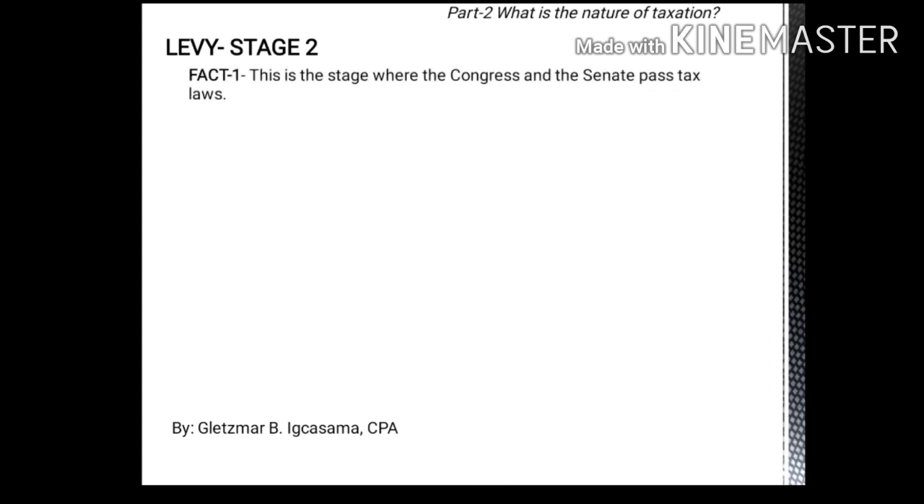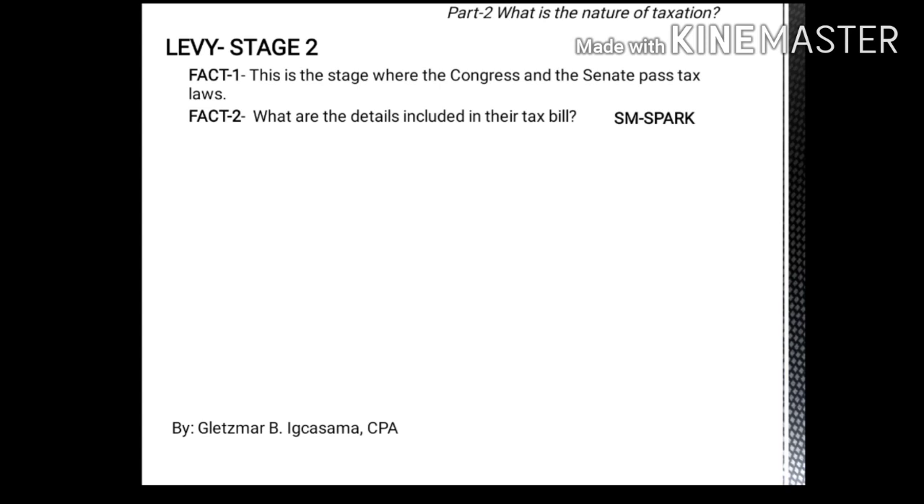Again, the first stage or aspect of taxation is levy. Let's talk about facts. The first fact is the levy is the stage where the Congress and the Senate pass tax laws. What are the details included in their tax bill? So we have our mnemonic, so that it's not difficult to memorize.